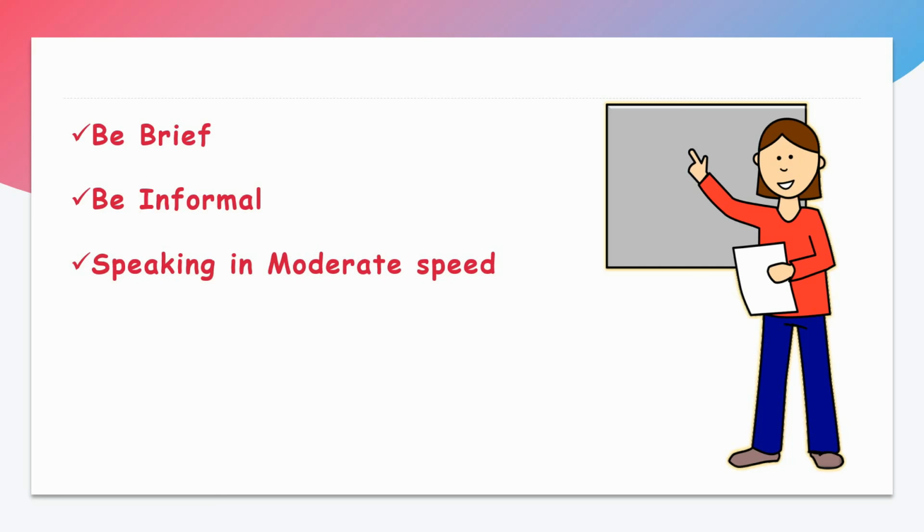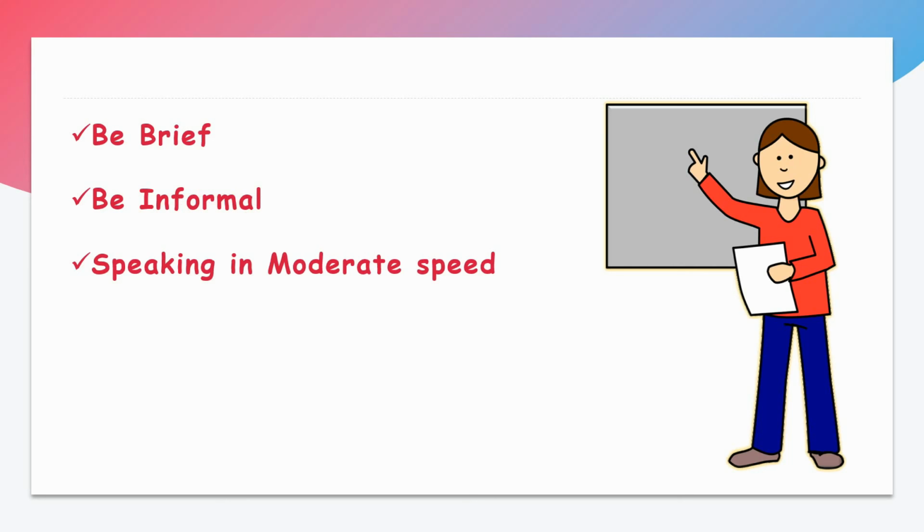The next comes speaking at moderate speed. See, if one talks too quickly, the audience may lose the link. On the other hand, if one is telling one's own story at a slow pace, the audience will be bored to death.